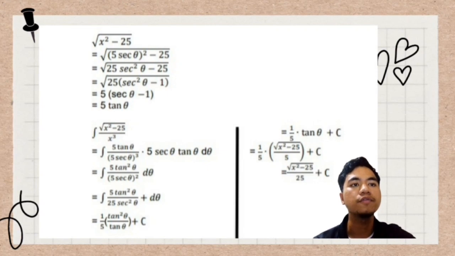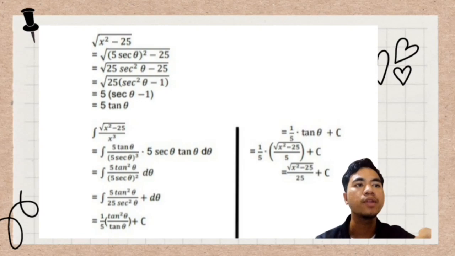So now we have reached the final part of the calculation, starting from the substitution of the equation to the variable that has been declared, the differentiation and identity. So we substitute the square root of x squared minus 25 with 5 tan theta, x cubed with 5 sec theta cubed, and lastly dx with 5 sec theta tan theta d theta.